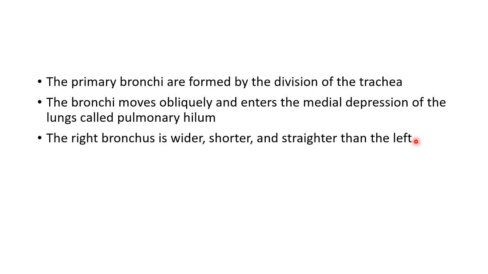Please take note of this. The right bronchus is wider, shorter, and straighter than the left. So the right bronchus is wider, it is shorter, and it is more vertically oriented. And this is the reason why if you aspirate an object, so an object goes into the respiratory tract and you choke from it, that object will often be found on the right bronchus. Why? Because it is wider, shorter, and straighter. So the object would tend to go there.